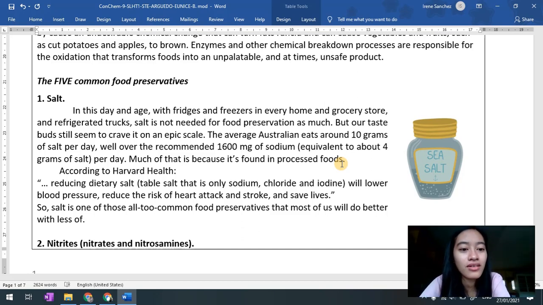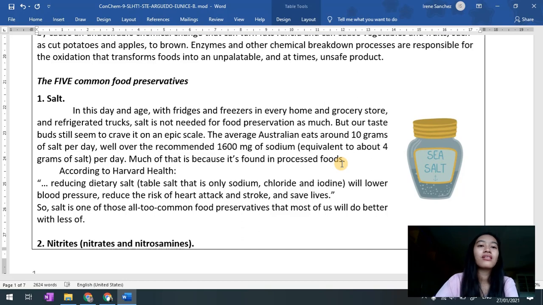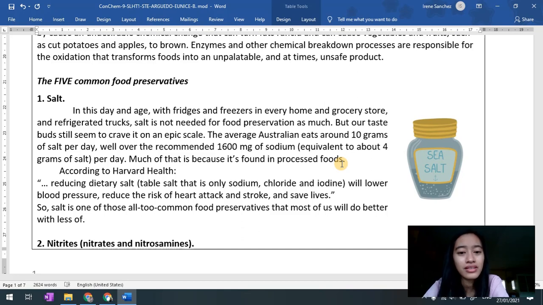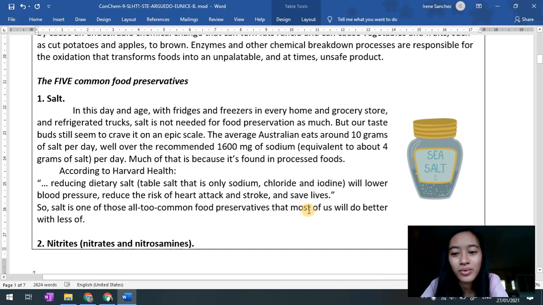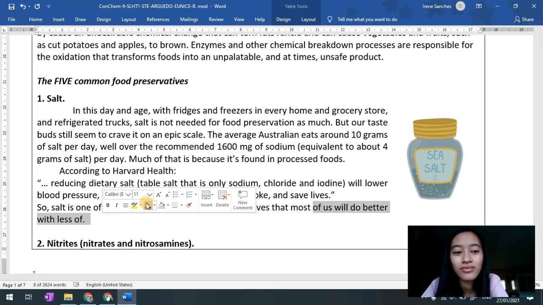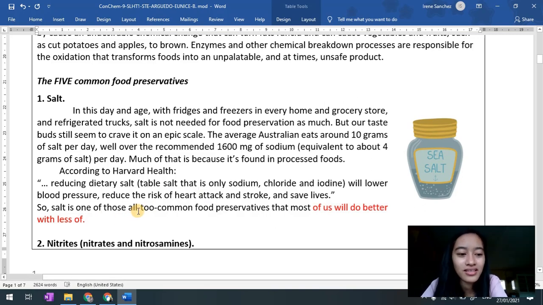According to Harvard Health, reducing dietary table salt, that is only sodium chloride and iodine, will lower blood pressure and reduce the risk of heart attack and stroke and save lives, because salt is also one of the causes of all these diseases. You can research more about that. So salt is one of those all too common food preservatives that most of us will do better with less of.